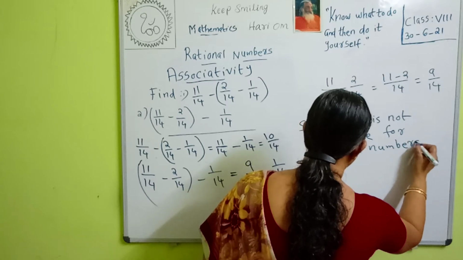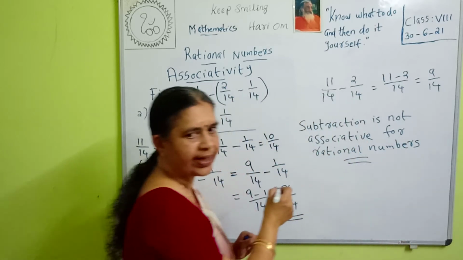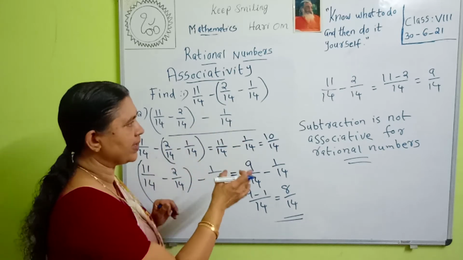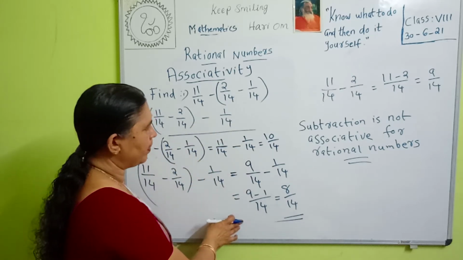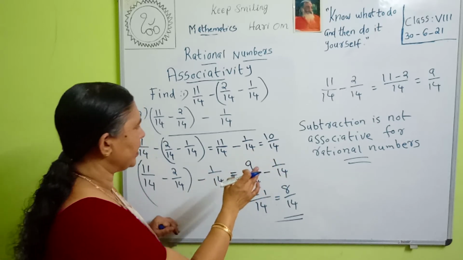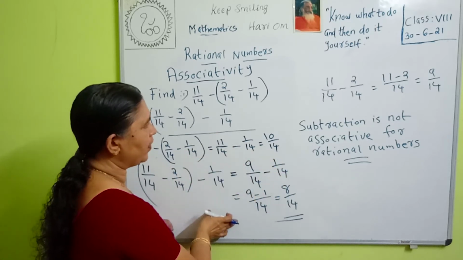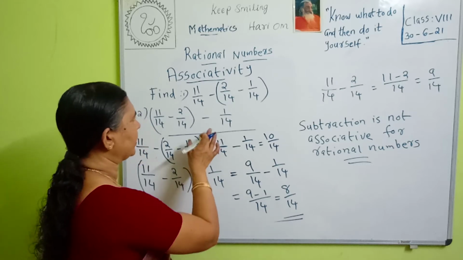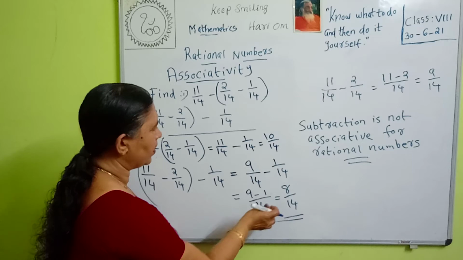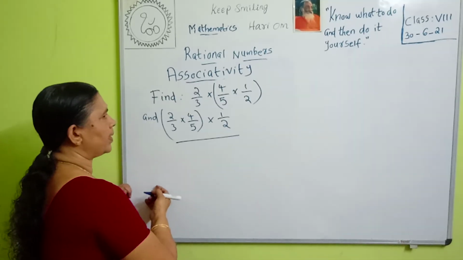Subtraction is not associative for rational numbers. That is, if we subtract the numbers in any order, the answer will not remain the same. Addition is associative for rational numbers, but subtraction is not associative for rational numbers. If you subtract the numbers in any order, then the answer also will change. Okay. Next question.